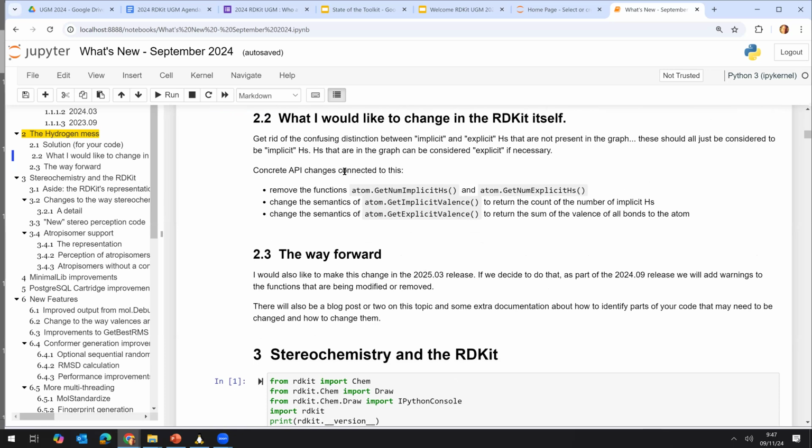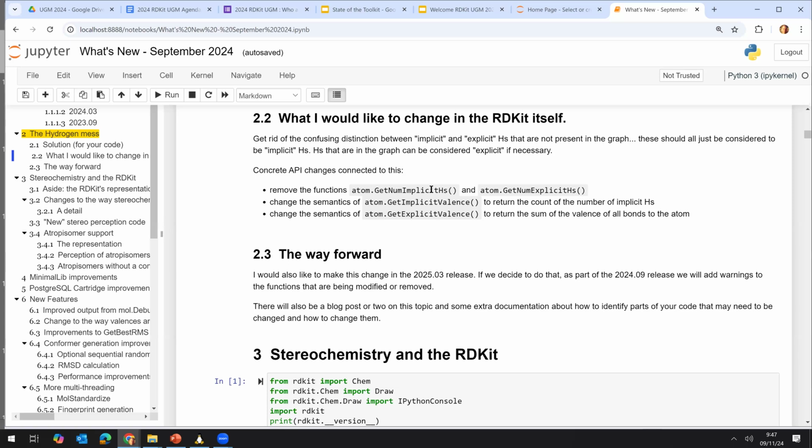The concrete proposal for how to do that is to get rid of the functions get num implicit H's and get num explicit H's. You just use get total number of H's. If you want the ones that are in the graph, you include neighbors. If you want the ones that are not in the graph, you don't include neighbors. And then change the semantics of get implicit valence and get explicit valence to return something sensible.